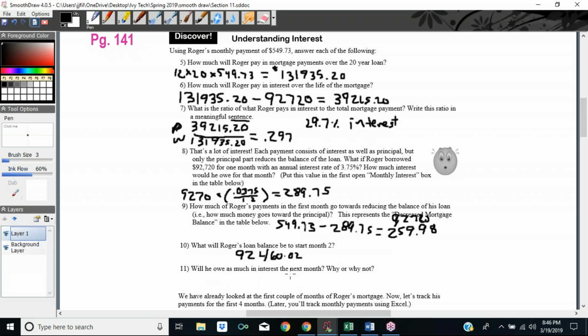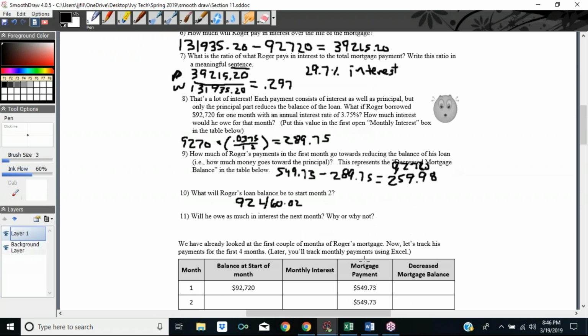Will he owe as much in interest the next month? What do you think of that one? Will he owe as much in interest the next month? And the answer is no, because his balance decreases, right?